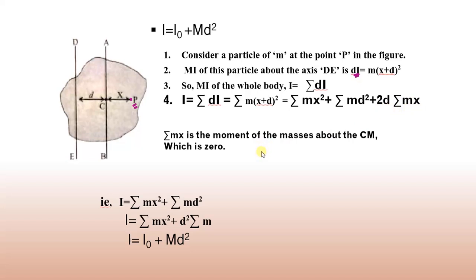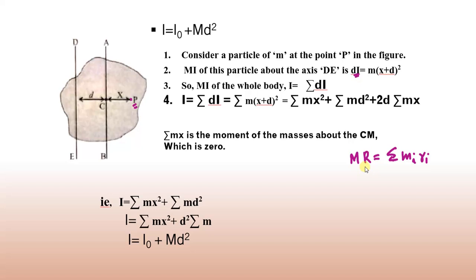Now we know the definition of the center of mass. The center of mass is defined like this: M is the total mass of the body, R is the position vector of the center of mass, and M R is equal to, if we have a system of particles, sigma m i r i.